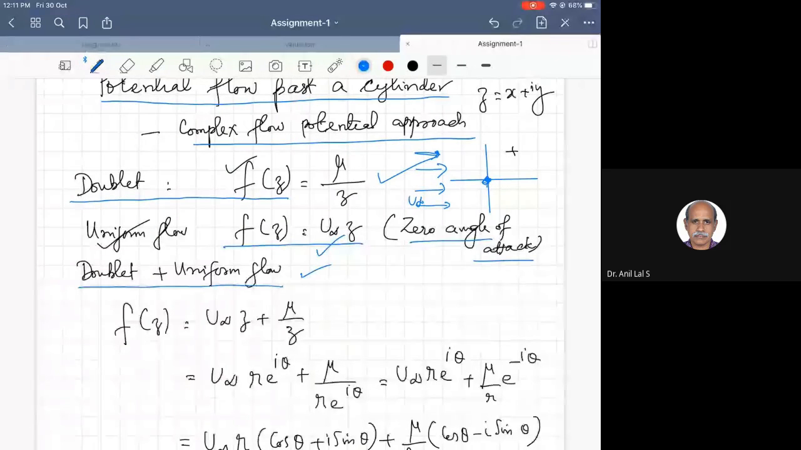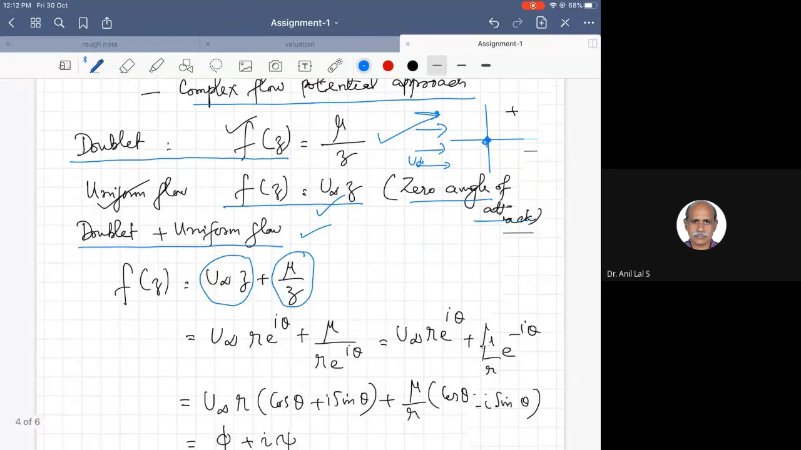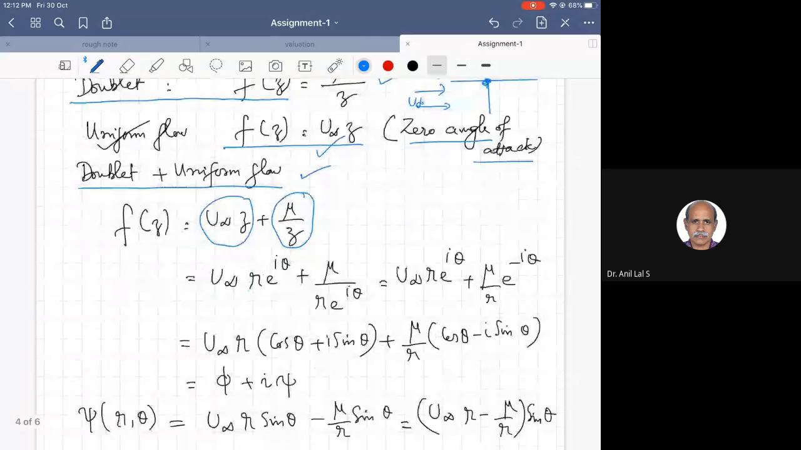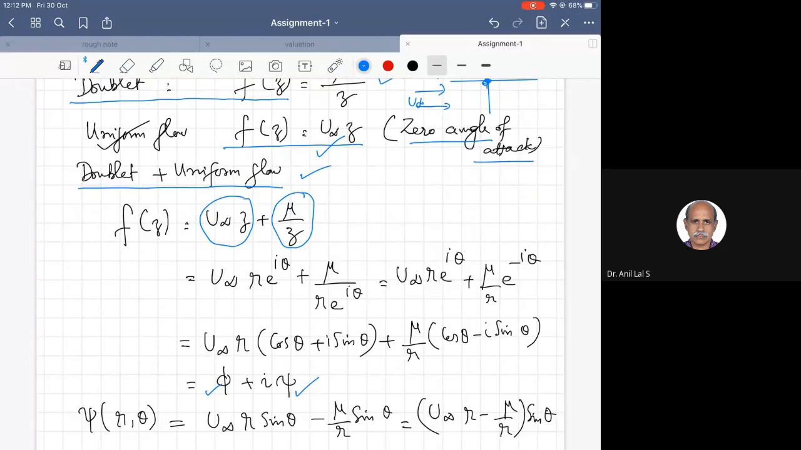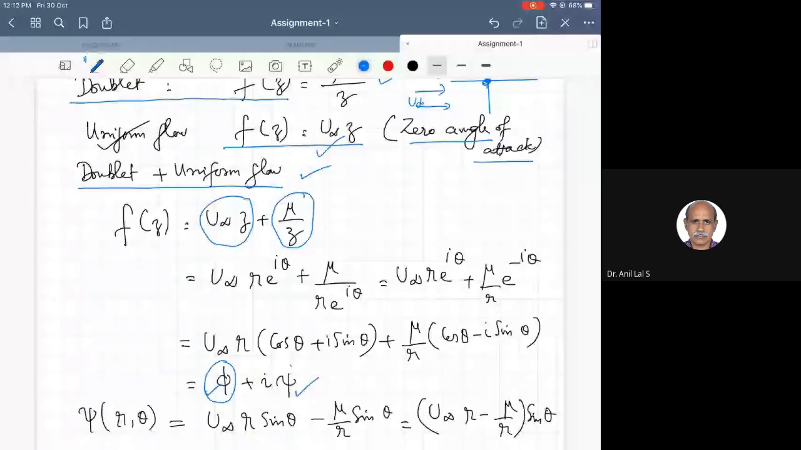So the method of superposition gives you the complex flow potential F(Z) is equal to u infinity Z of the uniform flow and mu by Z of the doublet. Our aim is to separate this into real and imaginary parts so that we can find out the scalar flow potential and the stream function. The real part gives you the scalar flow potential, and the imaginary part gives you the stream function.